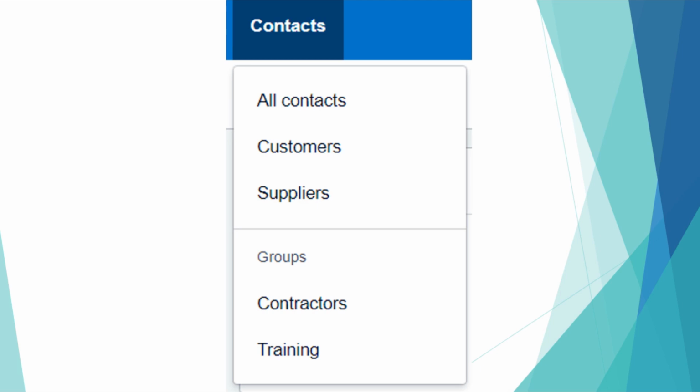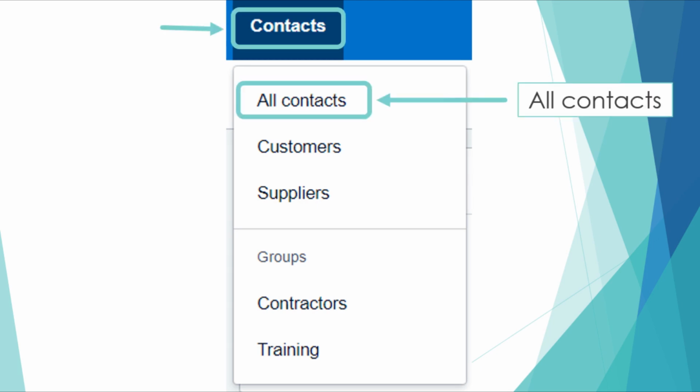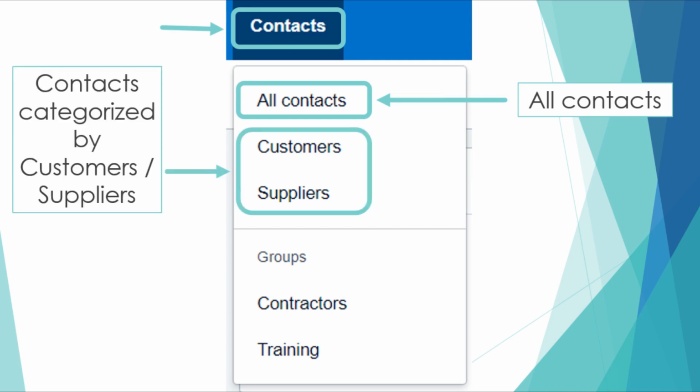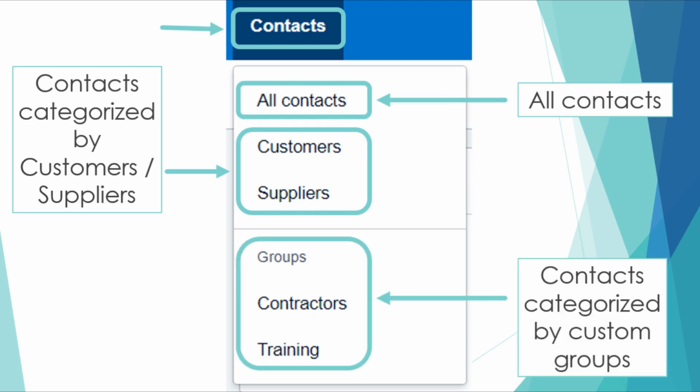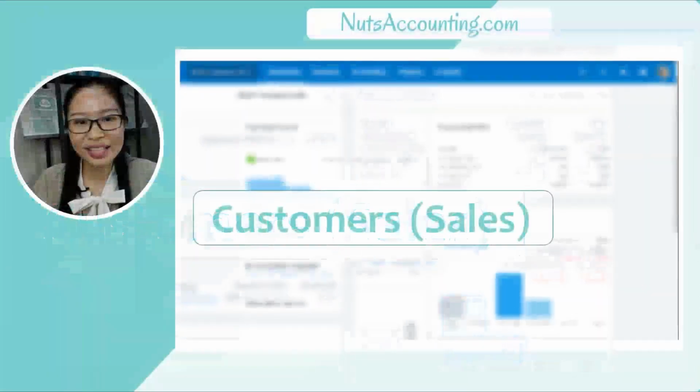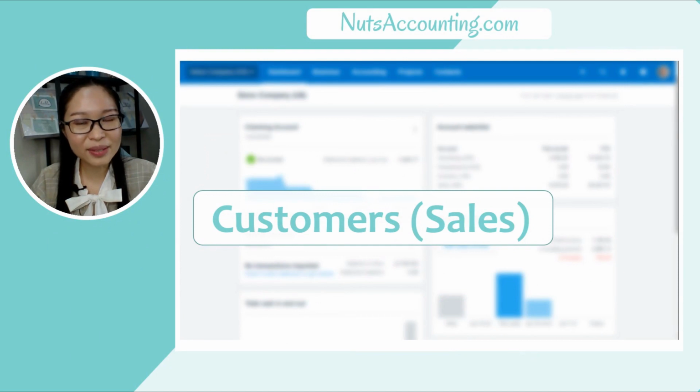The next one is your contacts. In your contacts here, just click on contacts and then all contacts will appear first if you want to view all of your contacts, and then the contacts categorized by either customers or suppliers, and last but not least are the contacts categorized by your custom groups. You can create custom groups and then group your contacts into this particular new custom group that you have created. Next one is your customers or sales.